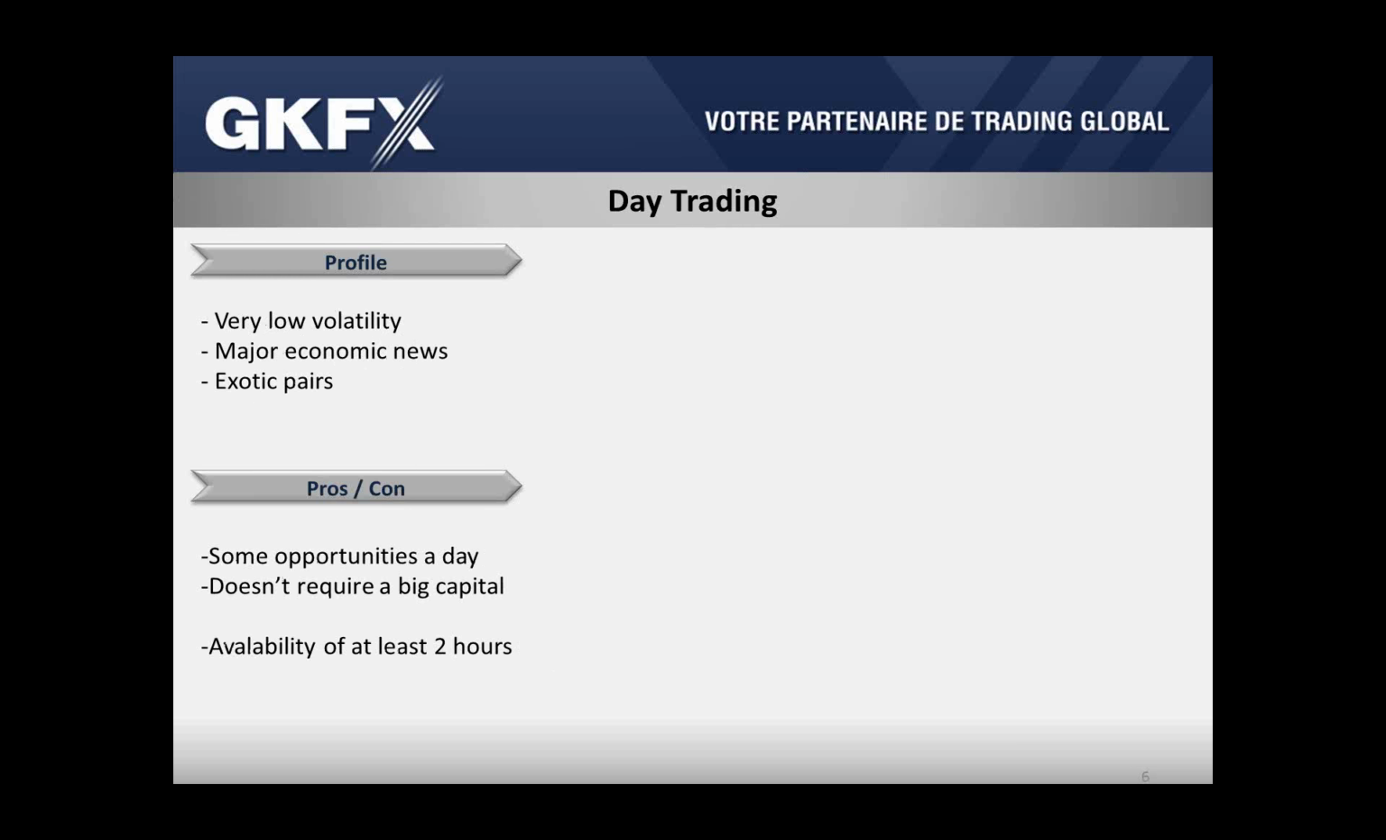To avoid, so using day trading, you better avoid very low volatility, because by using day trading you are expecting to reach your target, which is between 20 and 50 pips. So if there is no volatility, it will be very difficult for you to reach your target. But also you have to avoid very high volatility. So you have to avoid major economic news. Sometimes it can be too volatile, so too risky.